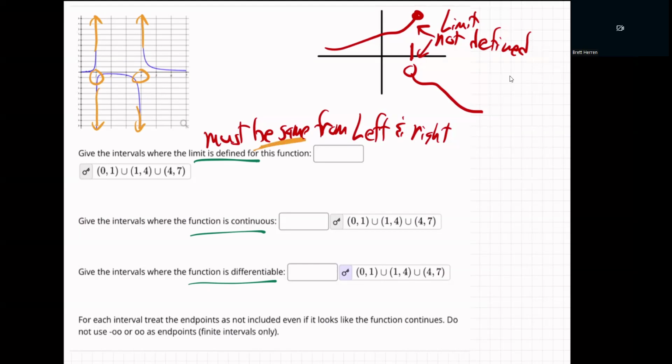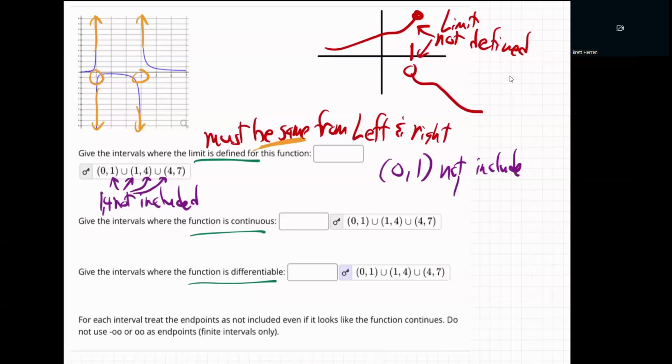Well, that's how they wrote the interval. See how they're using parentheses? Remember that parentheses don't include the edges. So one is not included, and four is not included either. Let me do a better job on that. If I write (0, 1) like that, it does not include zero or one.